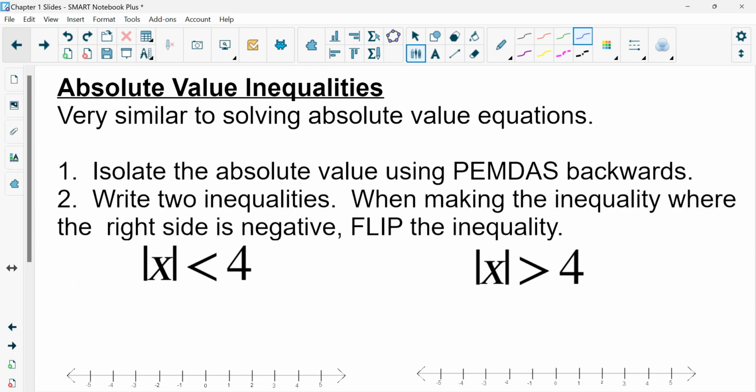And then remember, when we isolated the absolute value, we wrote two equations, one where the right side was positive, one where the right side's negative. We're doing the same thing again. Once we isolate that absolute value, we're still making, in this case, two inequalities, one where the right side's positive, one where the right side's negative. But the only other difference is, since we're talking about inequalities, the side where the right side is negative, we have to flip our inequality also. Okay, that's really the only difference. We'll have an inequality to start, and when we make that right side negative, we would flip our inequality.